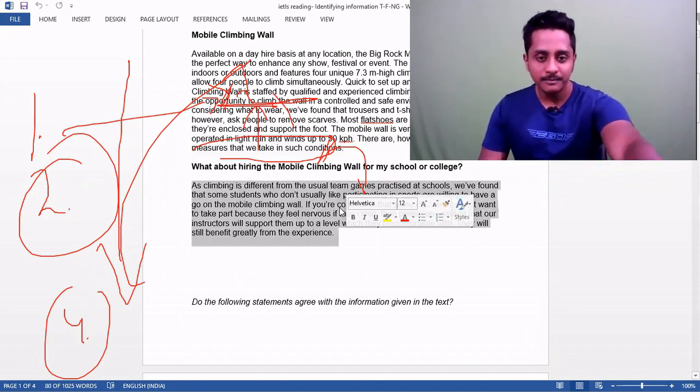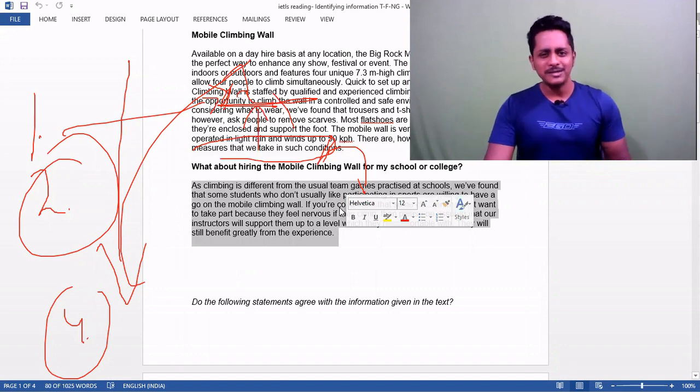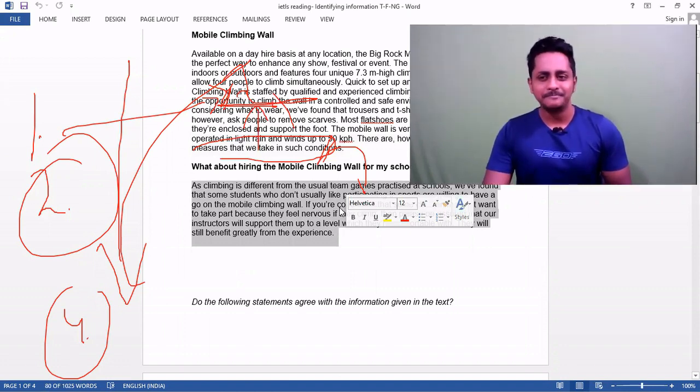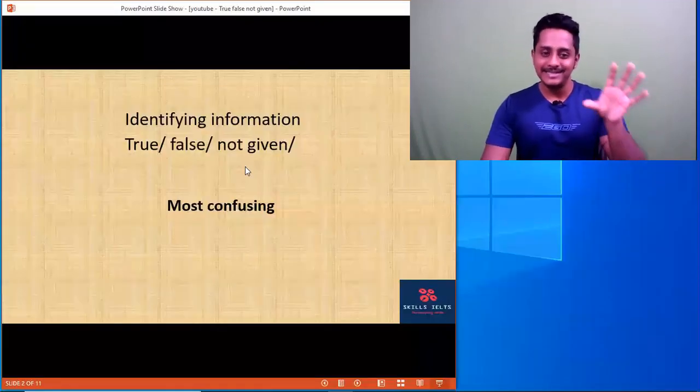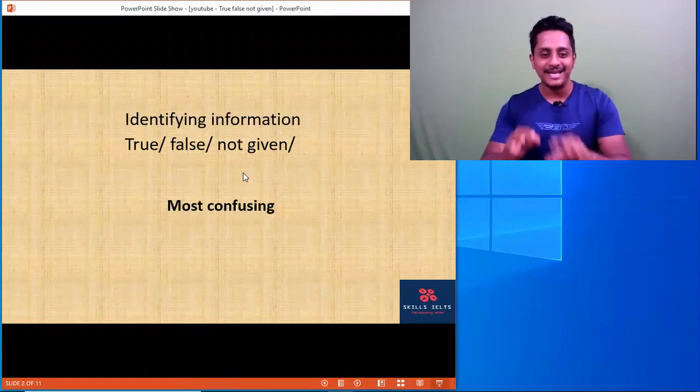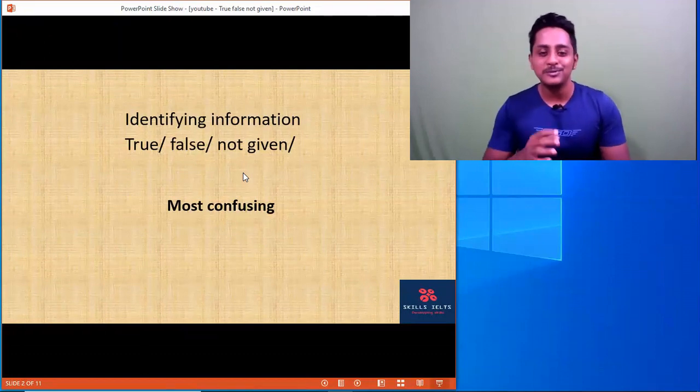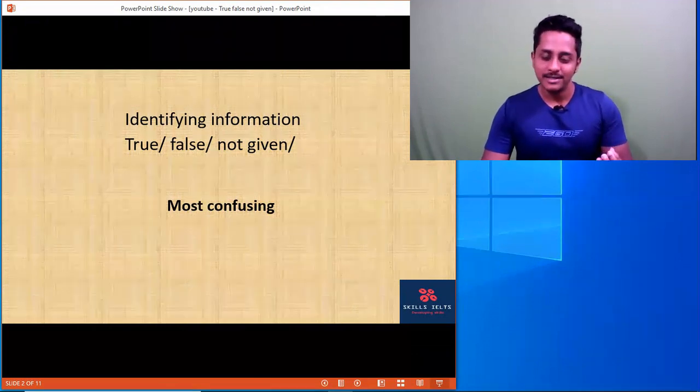All right, before we begin, let's understand what actually makes it so difficult for people. Why is it so confusing? Why is it popularly known as such a confusing module? Why on the internet is this the most heated topic? Everyone has typed 'True, False, Not Given tips and tricks' and 'True, False, Not Given how to solve.' It's very simple if you understand the base of it.